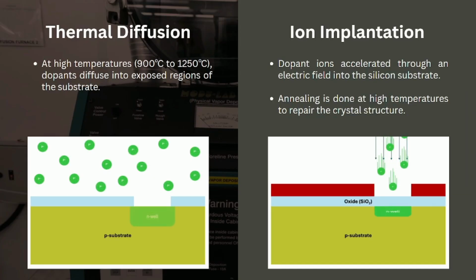In modern fabrication, thermal diffusion and ion implantation are 2 different processes used to dope a substrate. In diffusion, gaseous dopants diffuse into exposed regions of the substrate at high temperatures, whereas in implantation, these dopant ions are directly accelerated via an electric field into the silicon substrate. Ion implantation is much more accurate and can be done at room temperature and is able to implant ions through a thin layer of oxide. However, annealing has to be done to repair the crystal structure after implantation.